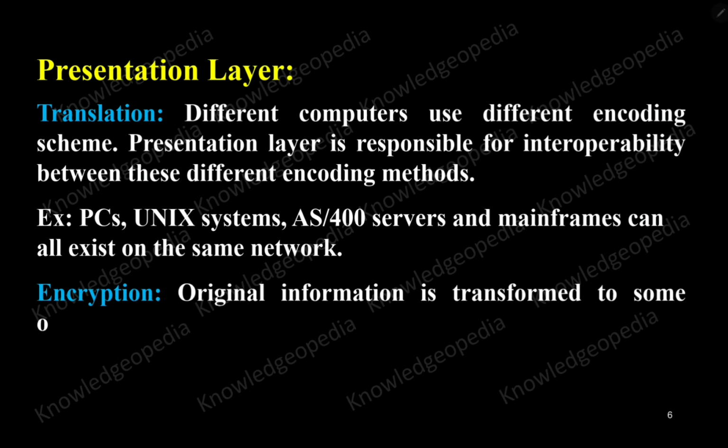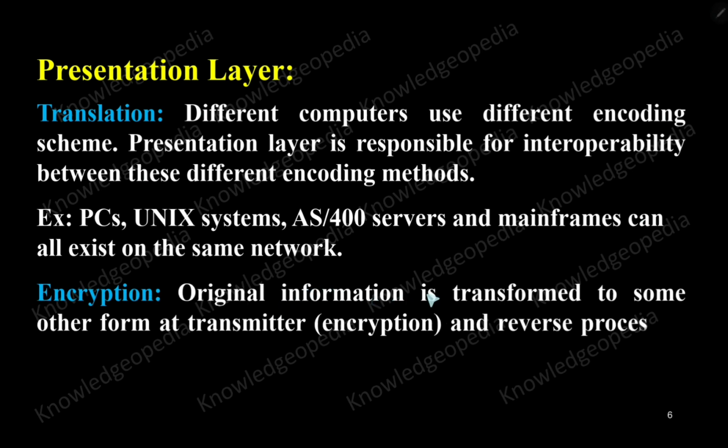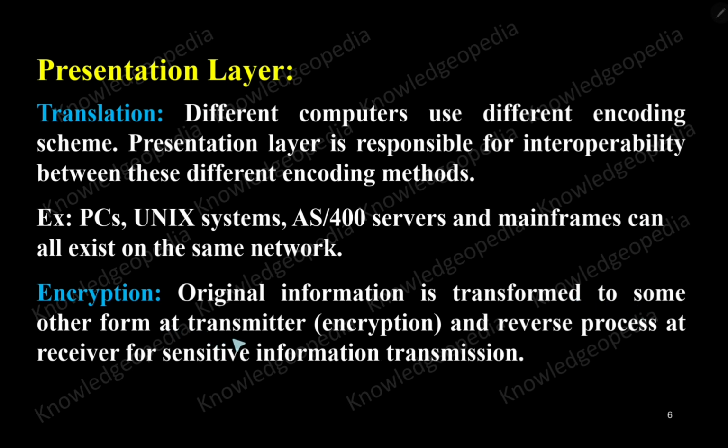Another function of presentation layer is encryption. So for security purpose, original information is transformed to some other format at the transmitter, that is called encryption, and at the receiver side, the reverse process takes place, that is called decryption. So encryption and decryption are also part of presentation layer. Another thing is compression. When we want to transmit through the network, it is always advisable to use less bandwidth. For that purpose, the presentation layer will compress the data that needs to be transmitted. So images, videos are compressed and transmitted through the communication network, so that less bandwidth will be required.